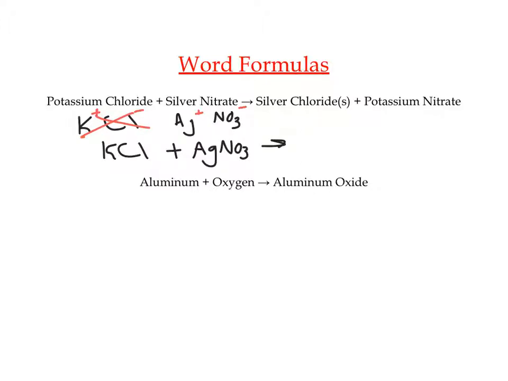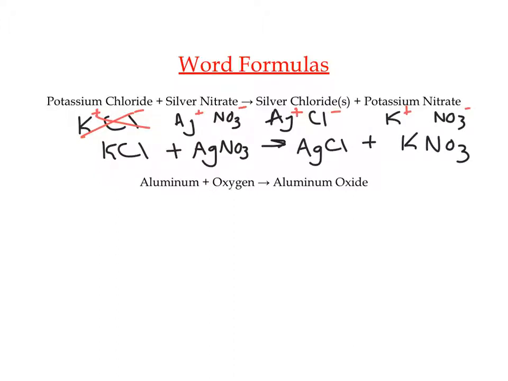Yields. Now I was given silver chloride, so silver's still Ag, and chloride is still Cl, and their charges are still +1 and -1. So I cross, and I get a formula of AgCl. And potassium nitrate, K is still K, nitrate is still NO3, and their charges are +1 and -1. And if I cross my charges there, I get the formula of KNO3.